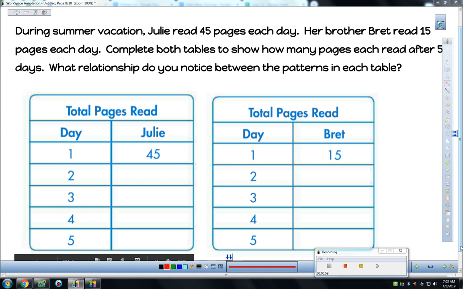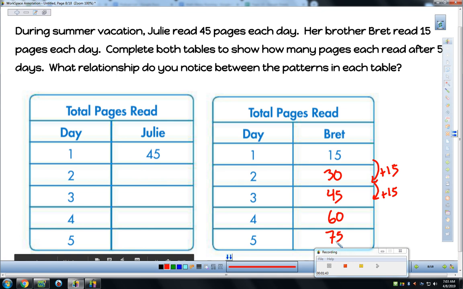A little bit smaller numbers, right? If he reads 15 pages every day, then each number going down is going to be 15 more than the number before. So if it's 15 here, 15 plus 15 is 30. And then another 15 is 45. And then another 15 is 60. And then another 15 is 75. So on the 5th day, Brett read 75 pages.